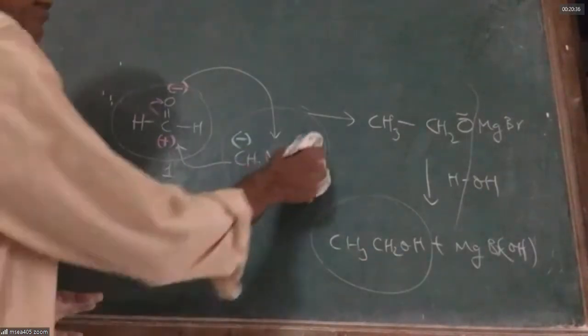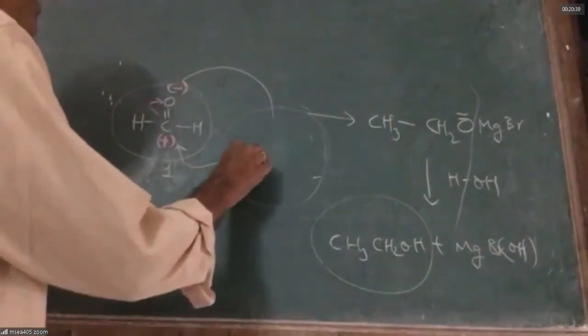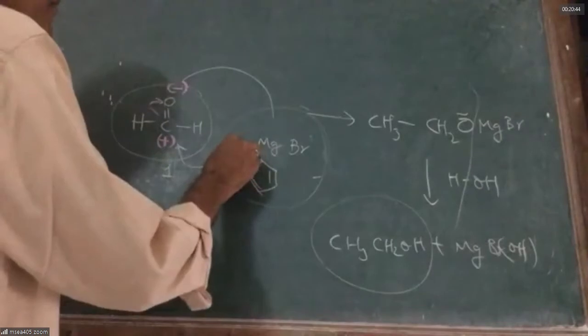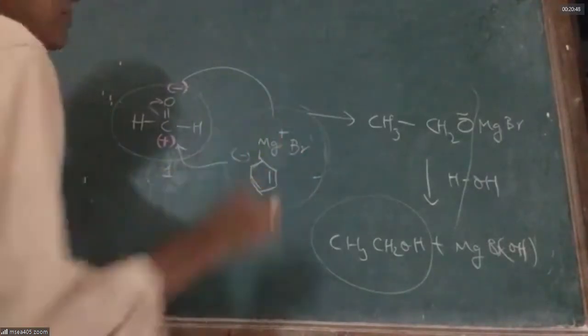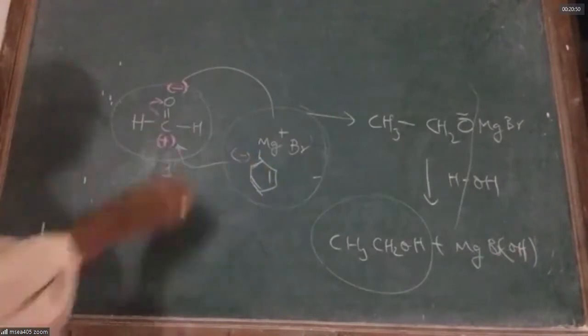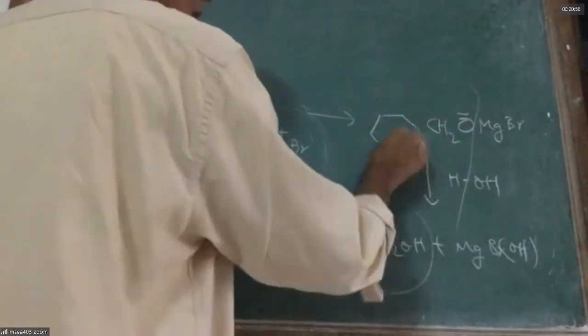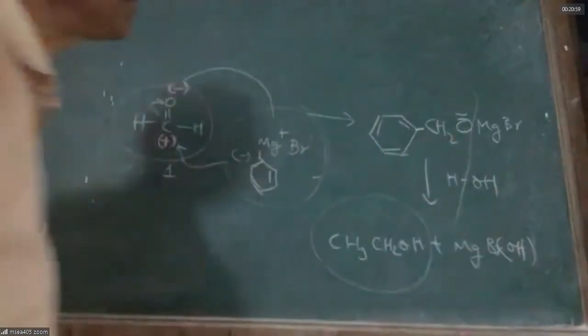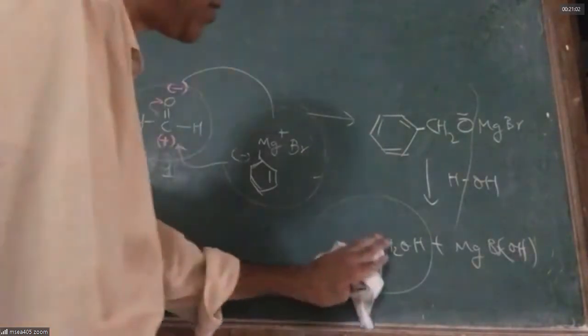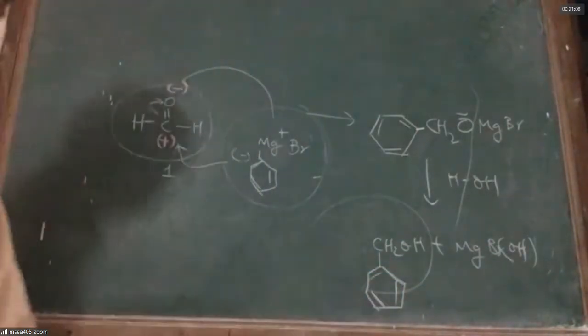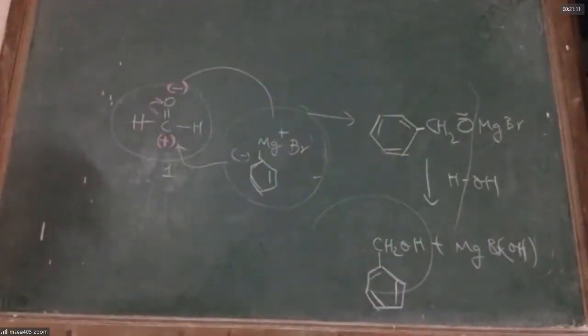Instead of taking methyl magnesium bromide, now I will take phenyl magnesium bromide. Then the phenyl group has a minus charge and MgBr has a plus charge. Here the phenyl group attacks. What is this alcohol, sir? Benzyl alcohol. I call it benzyl alcohol. Very good. So benzyl alcohol is also a primary alcohol.